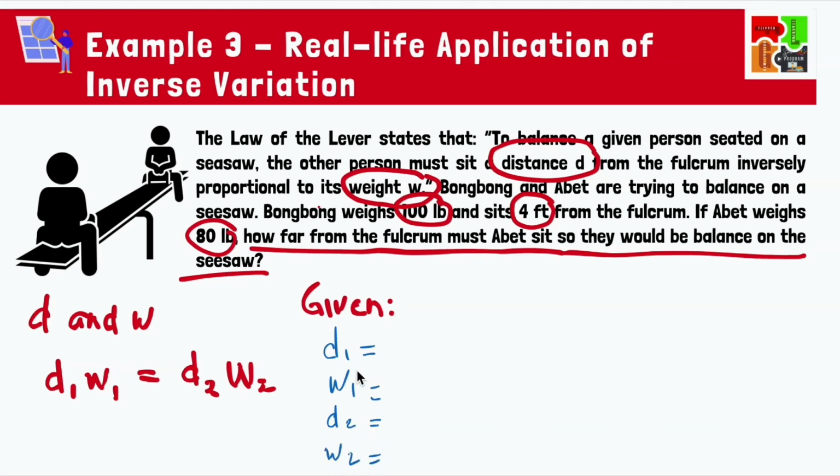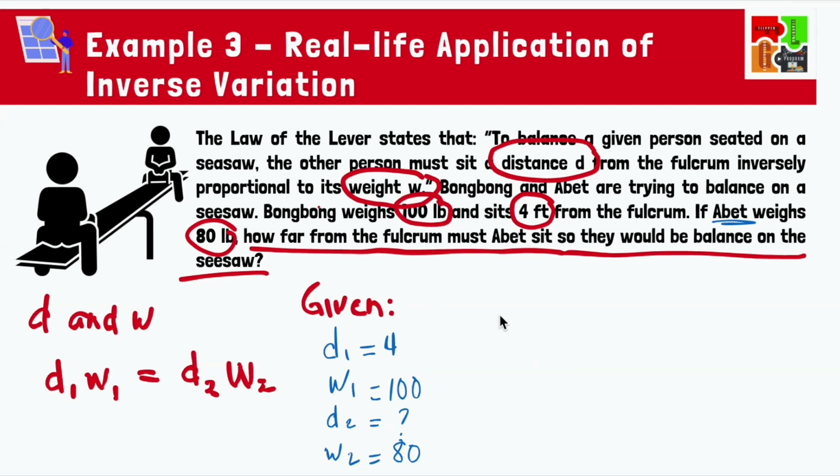So, okay, let's look on this particular part. D of 1, the first distance is 4 feet. Okay? The first weight, no? Itong si Bongbong, no? Yung kanyang weight is 100 pounds. Again, yung weight ni Bongbong is 100 pounds. Ang distance niya ay nakaupo siya sa 4 feet from the fulcrum. Okay? Yung second distance, yun si Abet. Si Abet, wala siyang distance. Kasi ang hinahanap, how far? Tapos ang weight ni Abet, ang binigay lang is 80 pounds. So, ano nga hanap? Paano natin mahanap yung layo ni Abet dun sa fulcrum? Okay? Para maging balance yung seesaw.